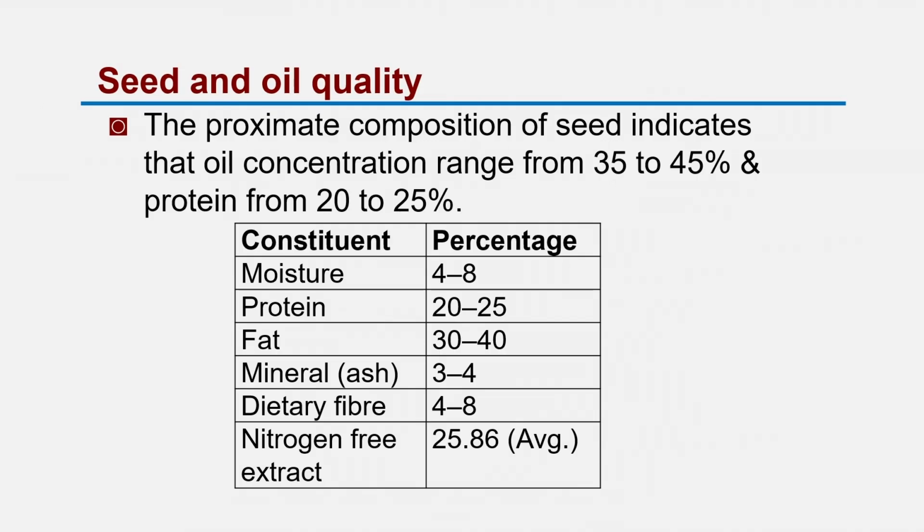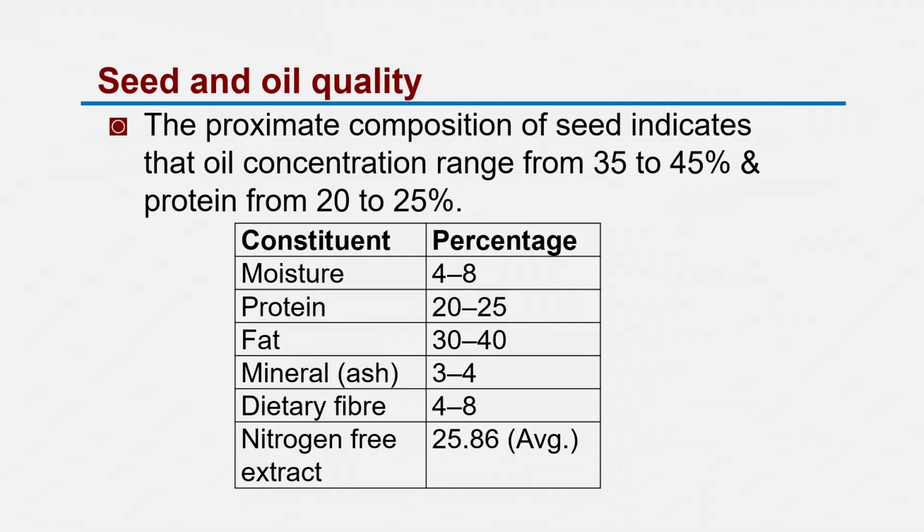So, now see the composition of this seed. Moisture may be 4 to 8%, protein may be 20 to 25%, fat may be 30 to 40%, minerals may be 3 to 4%, dietary fiber may be 4 to 8%, and nitrogen free extract maybe 25.86%. So, you are seeing the seed composition here. In this you find that fat is important, which is oil, 30 to 40% oil in the seed, and also protein. And you see fiber, fiber is also a healthy substance which is there in the seed, about 4 to 8% fiber is there in the linseed.